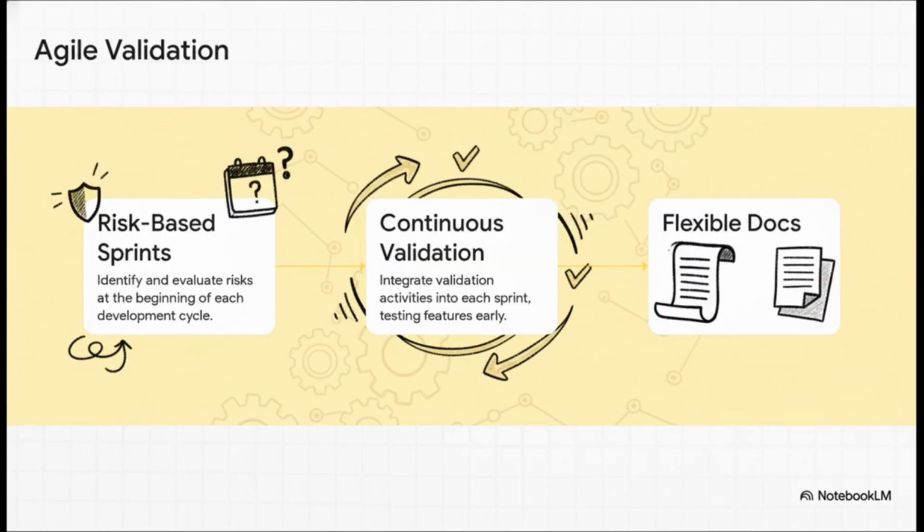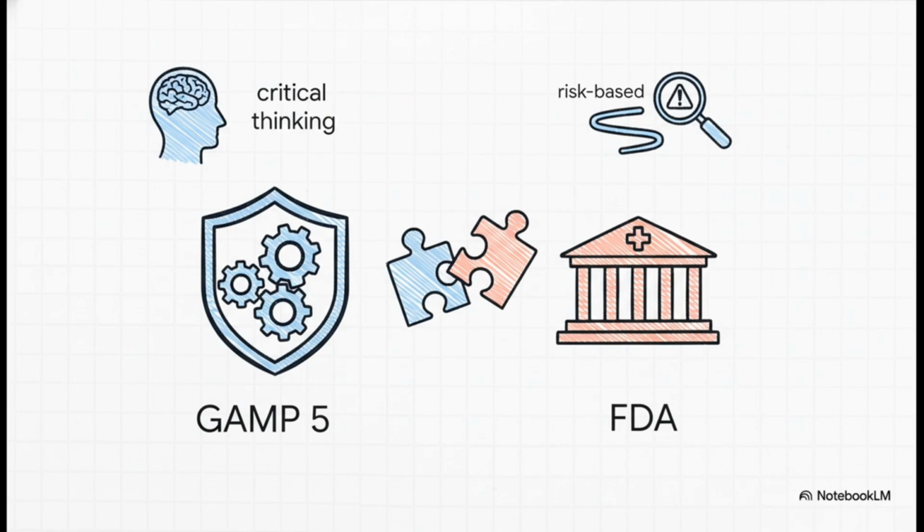So what does that look like in the real world? It's a pretty powerful common sense cycle. You start each sprint by looking at the risks. Then, validation isn't some big, scary thing you do at the end. It's continuous. You're testing features as you build them. And because you're doing that, your documentation can be way more flexible and lean. You're only capturing what's truly essential. And hey, this isn't just some industry idea. It's totally in line with how regulators are thinking too. The FDA's Computer Software Assurance Guidance, or CSA, is pushing for the exact same things: using critical thinking, leveraging what vendors have already done, and focusing your testing where the risk to patient safety is highest.